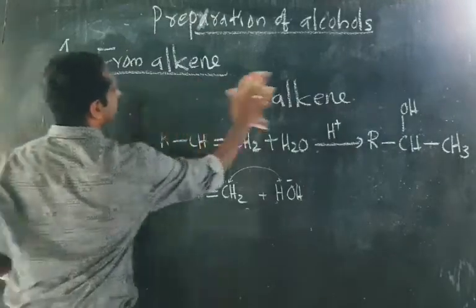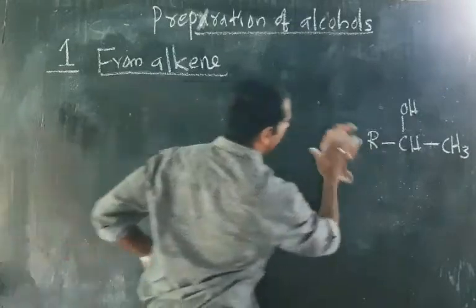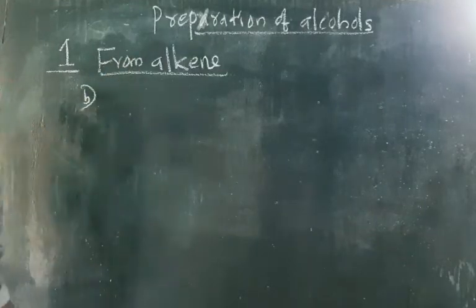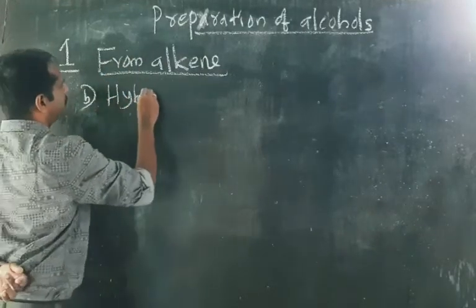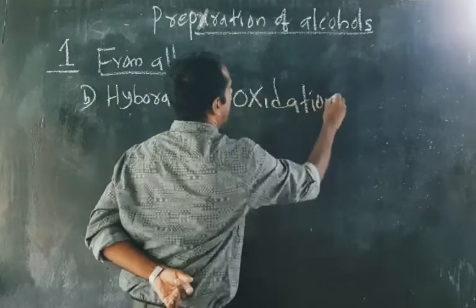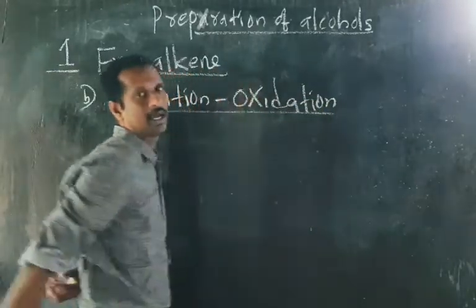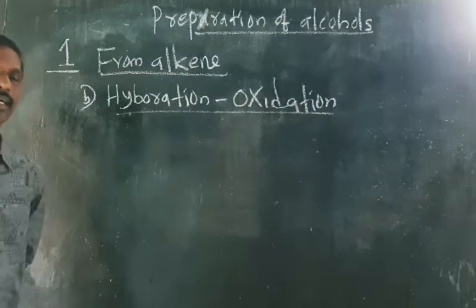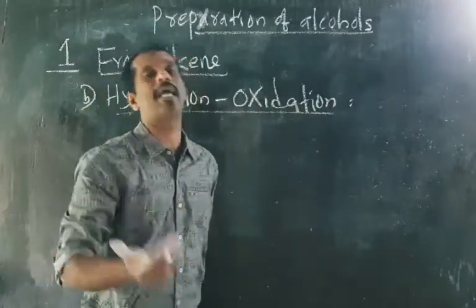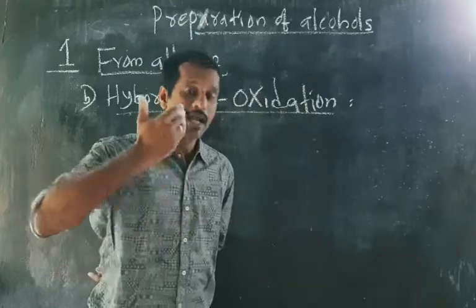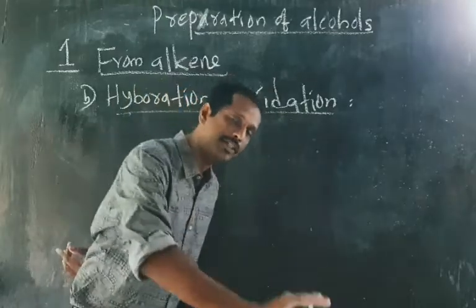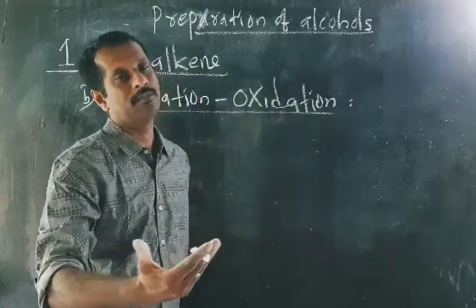And second method, again from alkene, hydroboration oxidation method. In this method, the alkene is treated with diborane to get trialkyl borane, which on oxidation with hydrogen peroxide will form alcohol. So what is that? I can write it.